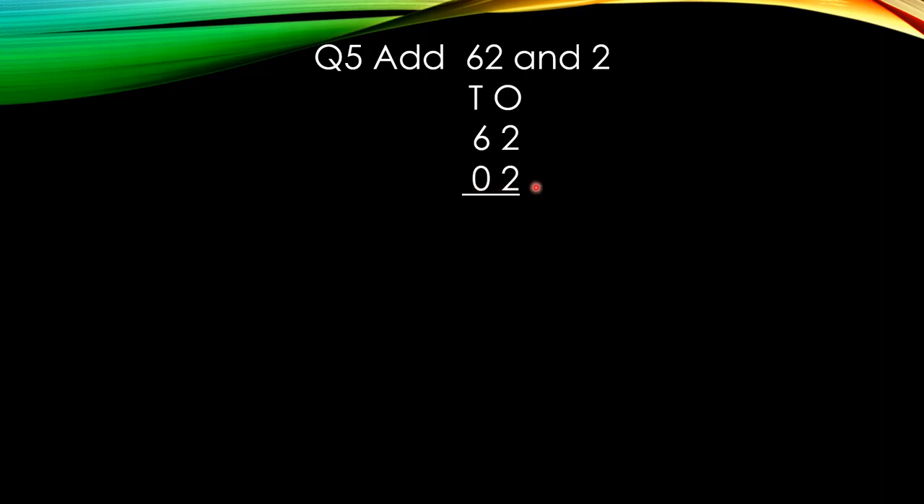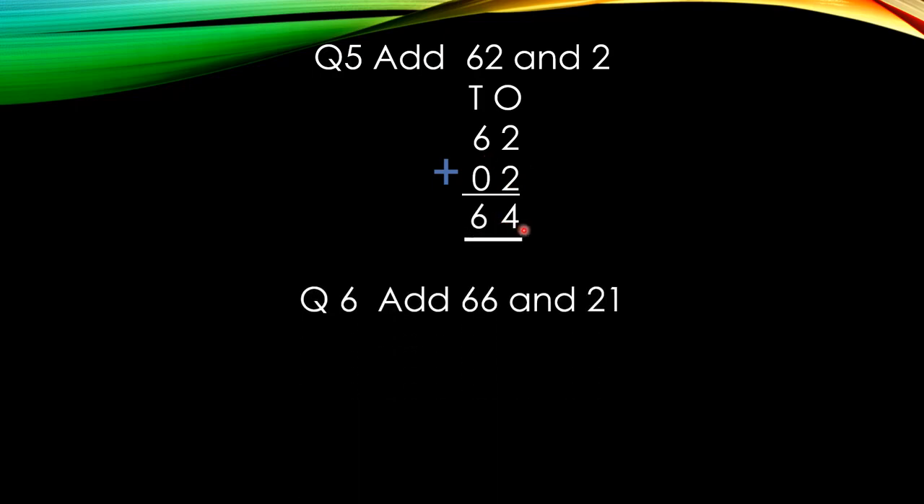Okay beta, so after that we will put plus sign, then we have to add now 2 in your mind and 2 on your fingers. Okay beta, 2 plus 2 that is equal to 4 and 6 plus 0 that is equal to the number itself that is 6. Okay beta.